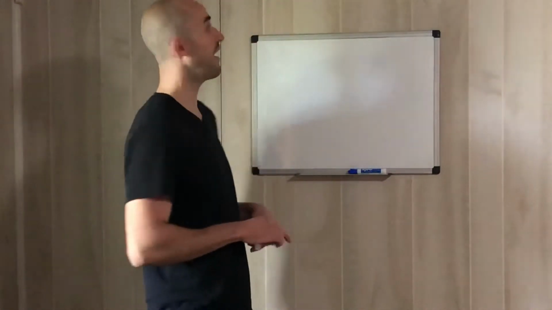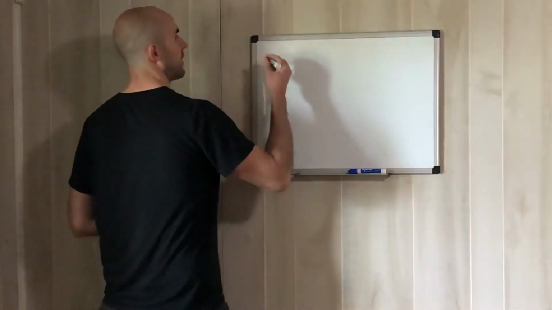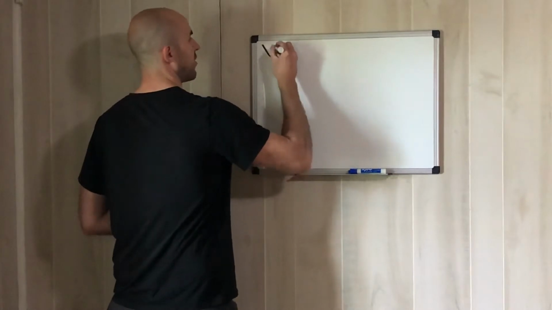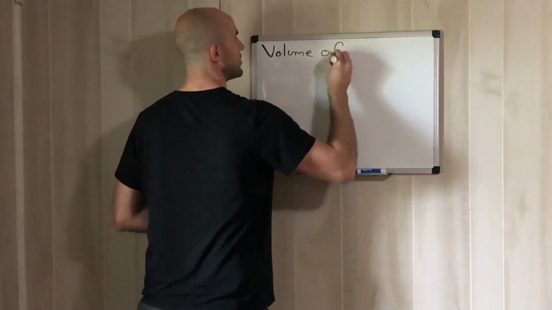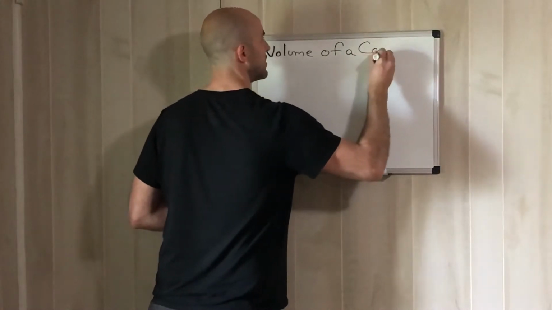Hopefully you're all healthy. Yesterday what we did was we worked with surface area of a cone. What we're going to do today is work with volume of a cone. And again, the one thing that we always know about a cone is that the base is a circle. So, volume of a cone.